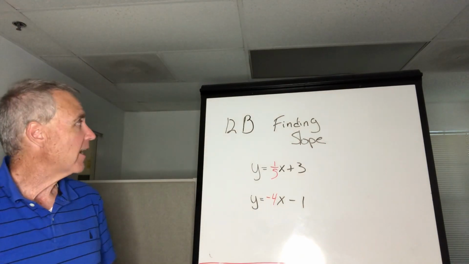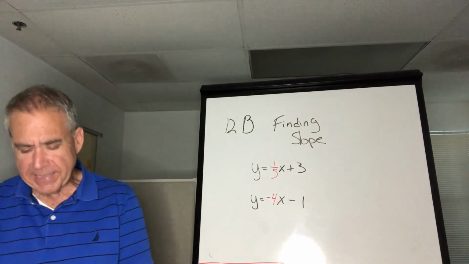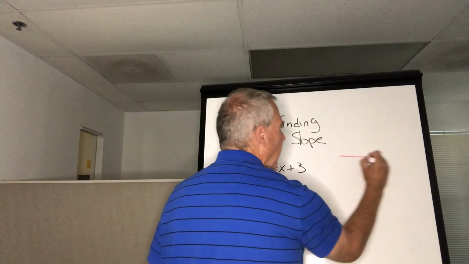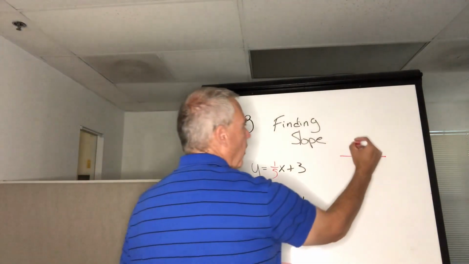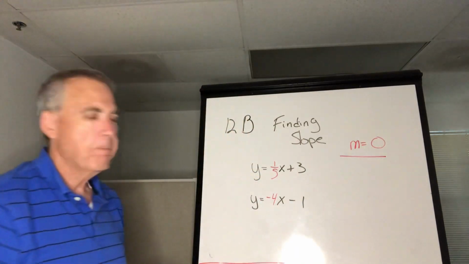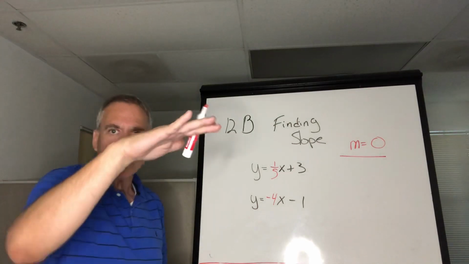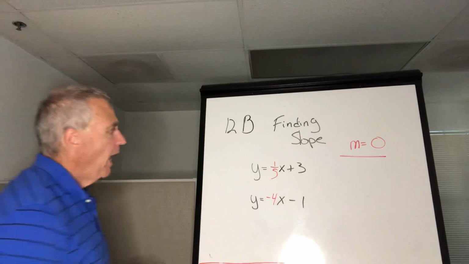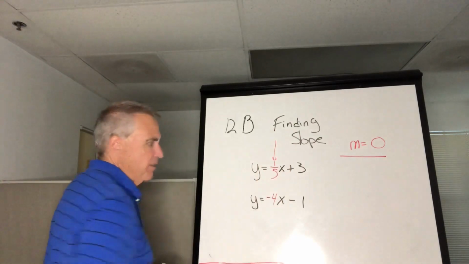12b, finding slope. Slope is how steep a line is. If a line is flat, the slope is equal to 0. And m is the letter we use for slope in algebra. But most lines have a slope. They're steep. In math, we find them as the fraction right before the letter x.